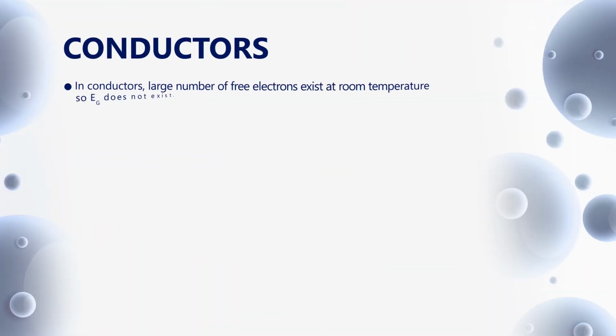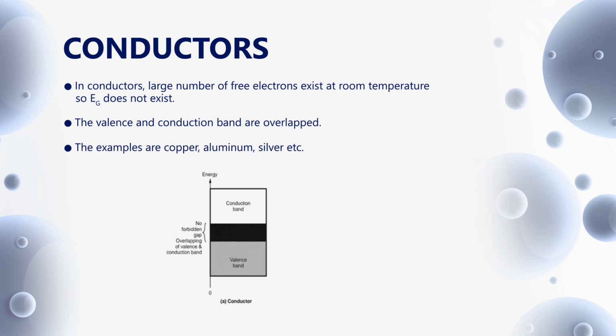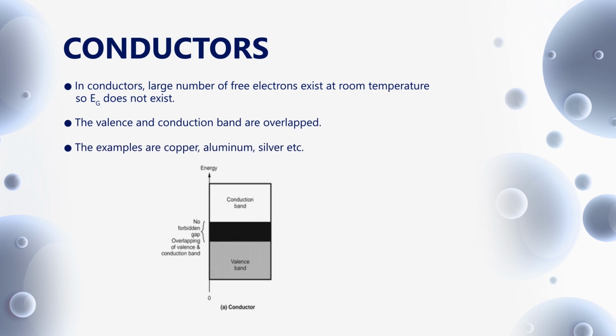So, let us discuss the conductors in detail. It has been mentioned earlier that a material having a large number of free electrons conducts very easily. In conductors, a large number of free electrons exist at room temperature. So, the energy gap does not exist between them. The figure shows the energy band diagram for a conductor.